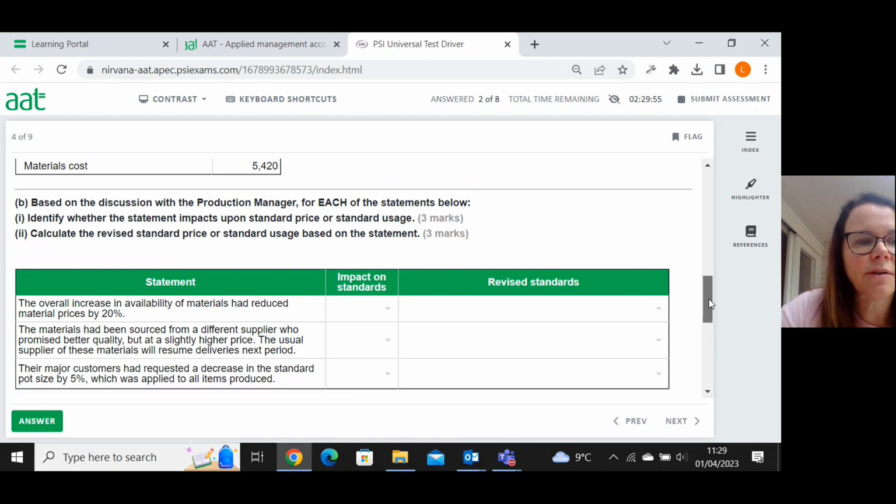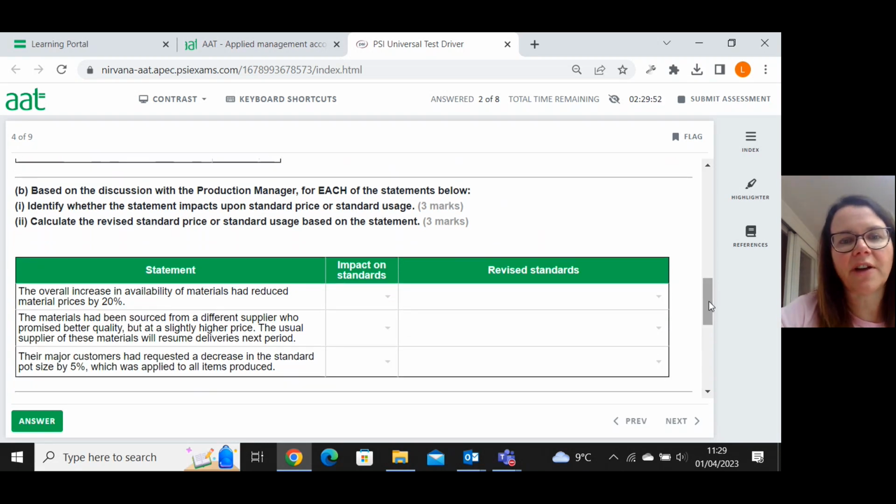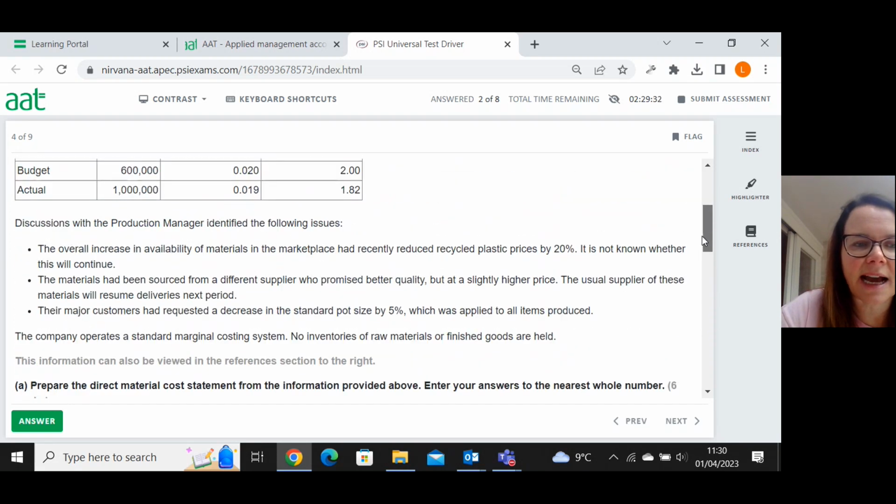Part B. Based on the discussion with the production manager for each of the statements below, we need to identify whether the statement impacts upon standard price or on standard usage, and then calculate the revised standard price or standard usage based on the statement. Now, before we do that, let's just have a look at the full information that's been provided. So the first one we're looking at is the overall increase in availability of materials had recently reduced recycled plastic prices by 20%. It is not known whether this will continue.